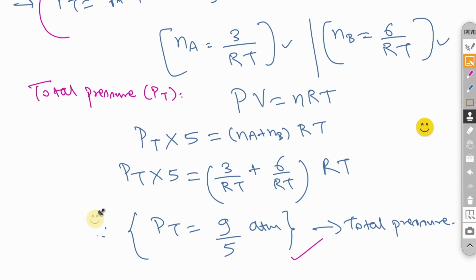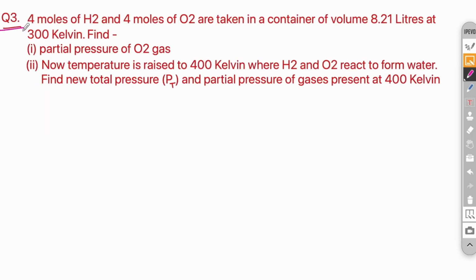This is total pressure. Hope you understand. Now moving further, we'll solve the third problem here. 4 moles of S2 and 4 moles of O2 are taken in a container of 8.21 liters at 300 Kelvin. Find partial pressure of O2 gas, that is PO2, and the second part we'll solve later, but first focus on the first part. So we'll write the solution here.